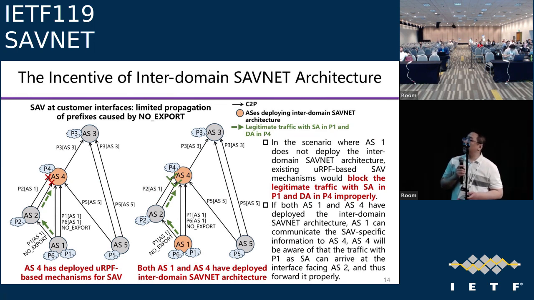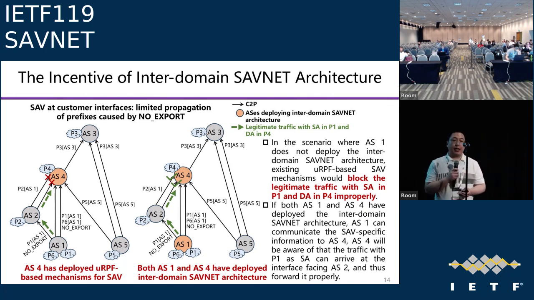Here we use a use case to show the incentive of inter-domain SAVNET architecture. The two figures show the same scenario: SAV at the customer interface and the limited propagation of a prefix caused by no-export. In the two figures, S1 is the customer AS of S2 and S4. S2 is the customer AS of S4. And S5 is the customer AS of S4 and S3. S4 is the customer AS of S3. And the path of the legitimate traffic with source address in P1 and destination address in P4 is S1, S2, and S4.